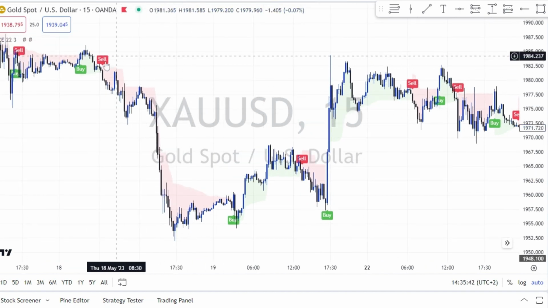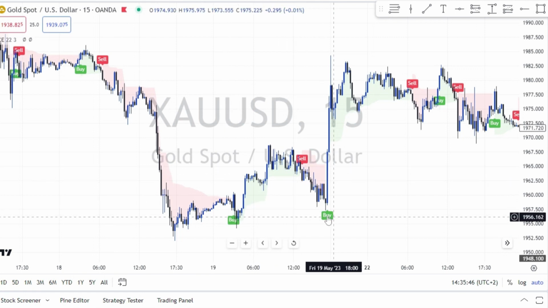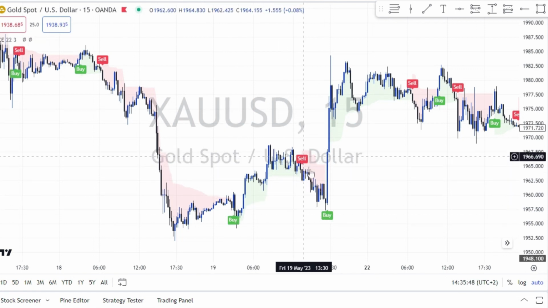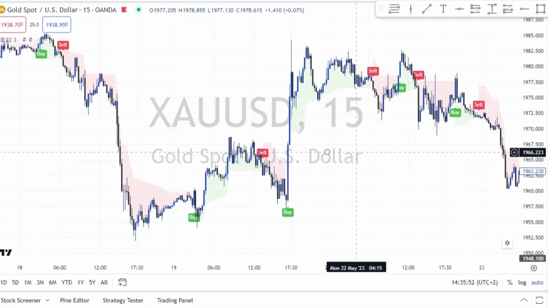For instance, this was a good sell signal. This was a good buy signal. Also, this was a good sell signal, but it was only for a short period. This was a buy long signal.